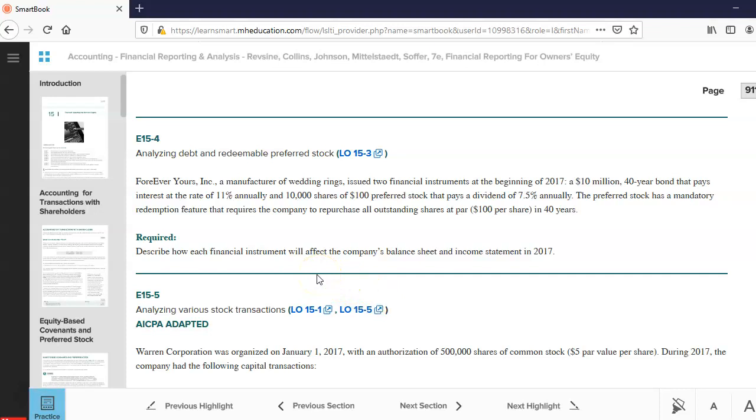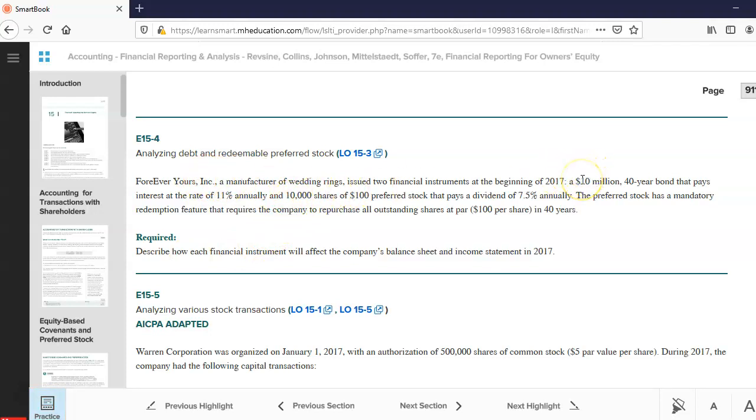Okay, question 4. It says, Forever Yours, manufacturer of wedding rings, issued 2 financial instruments at the beginning of 17: a 10 million 40-year bond that pays interest at the rate of 11% annually, and 10,000 shares of $100 preferred stock that pays a dividend of 7.5% annually. The preferred stock has a mandatory redemption feature that requires the company to repurchase all outstanding shares at $100 per share in 40 years. So the question then is, describe how each financial instrument will affect the company's balance sheet and income statement in 2017. And the debt part of it is nothing tricky there. This is very straightforward for the debt side.